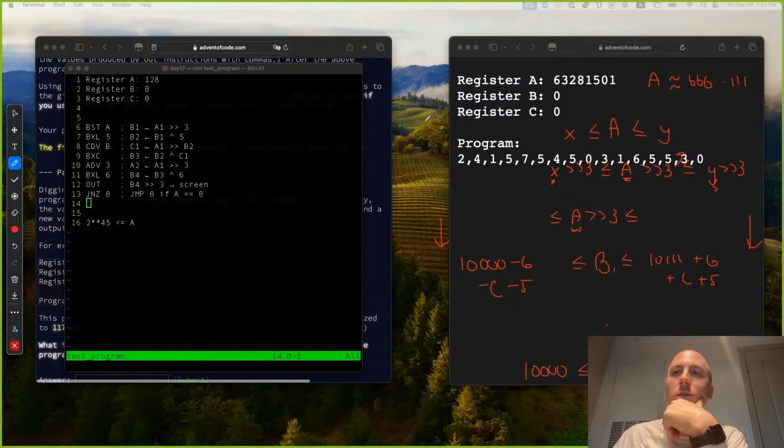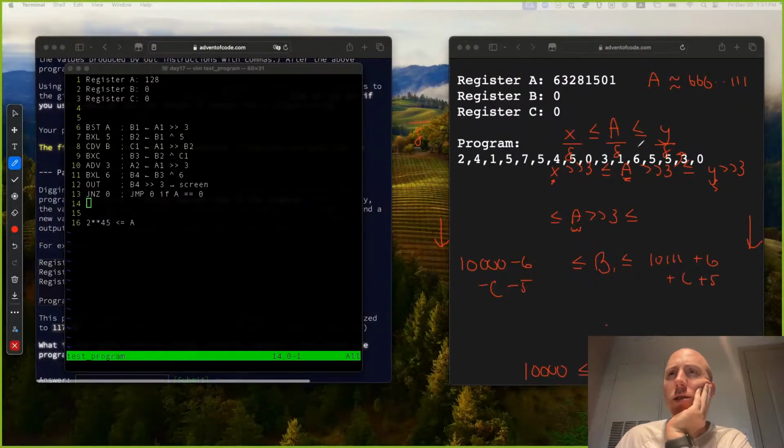Recall also that bit shifting is just division by 8 in this case. So we have that A is between these, and then we just do A divided by 8. And this is really integer division by 8. This is where the slight complication comes in: we have integer division by 8.